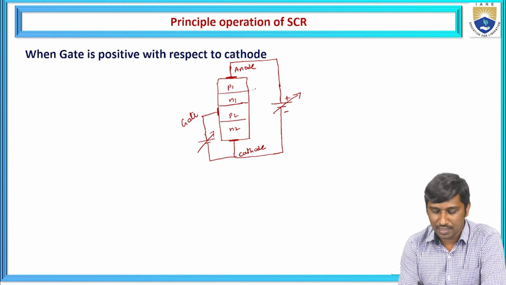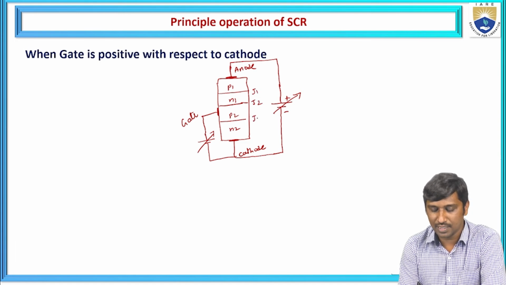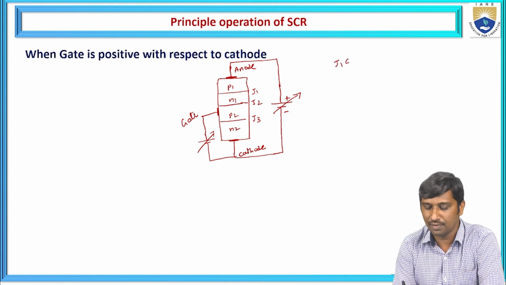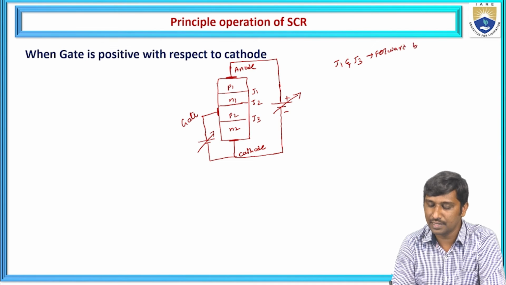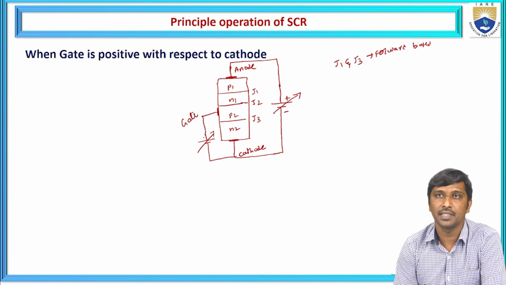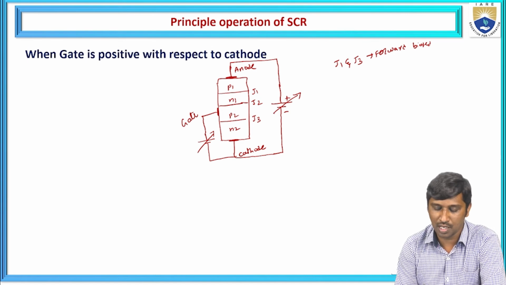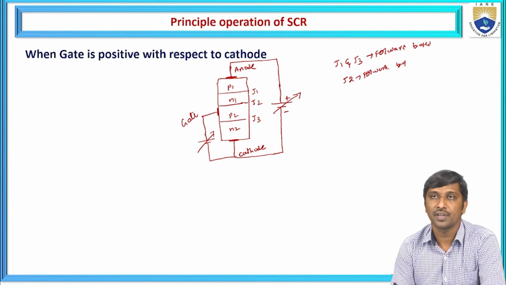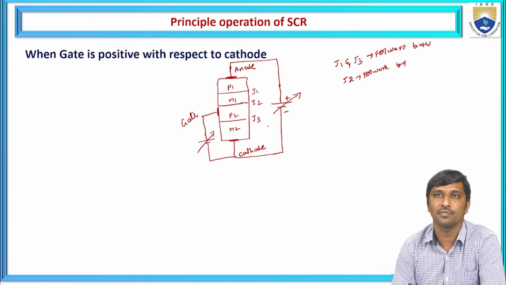So what happens under this condition? We have the three junctions J1, J2 and J3. With respect to the biasing voltage between the anode and the cathode, J1 and J3 become forward biased. And with respect to the biasing voltage between the gate and the cathode, J2 also becomes forward biased. So from these biasing voltages, we observe that all three junctions are forward biased.